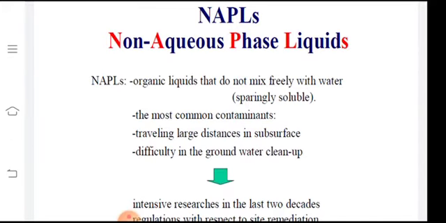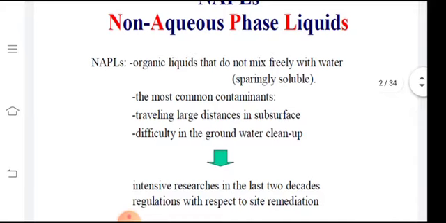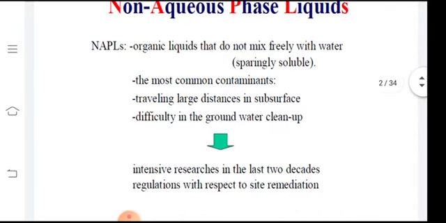These are liquids, but they are not as efficient or do not have the same properties as water. So they distinguish themselves from water. These are immiscible liquids. They are not going to mix with the water, so they sustain their identity.